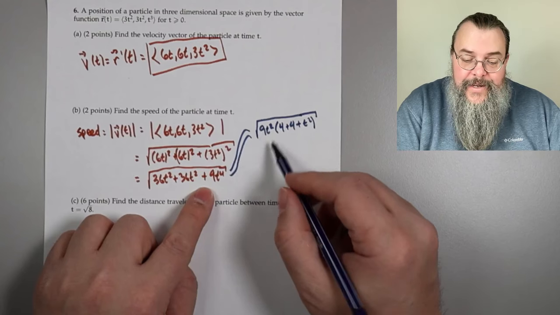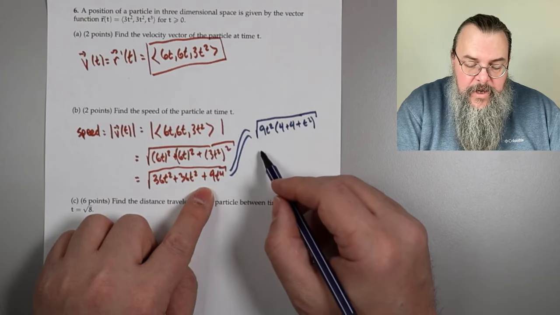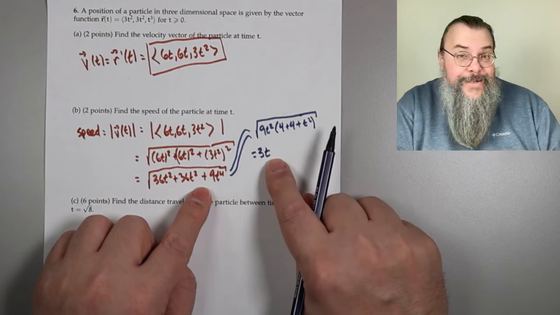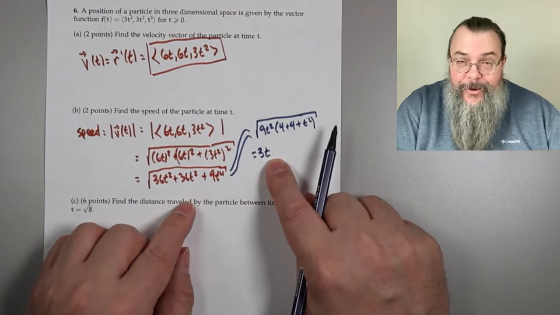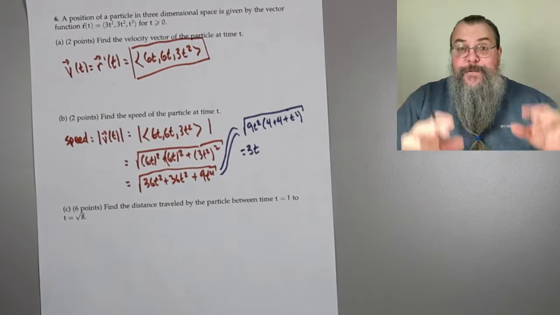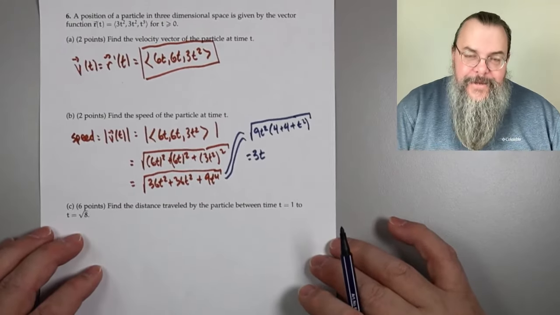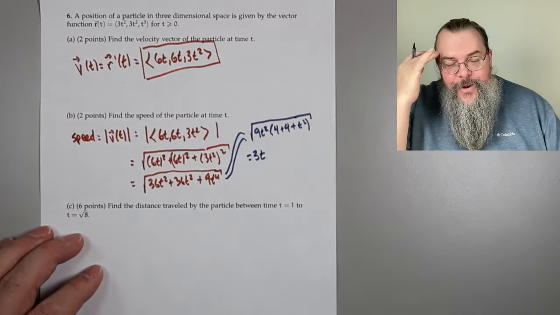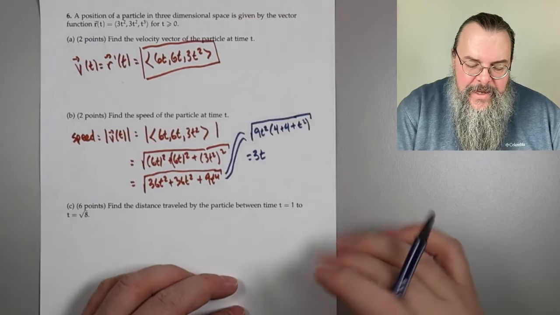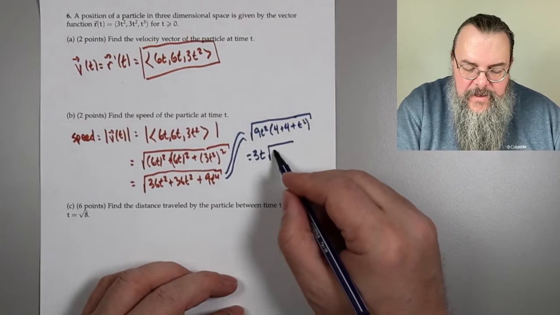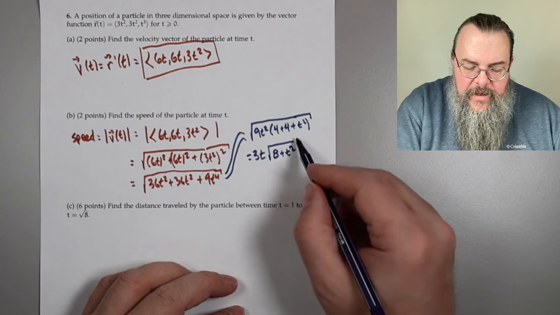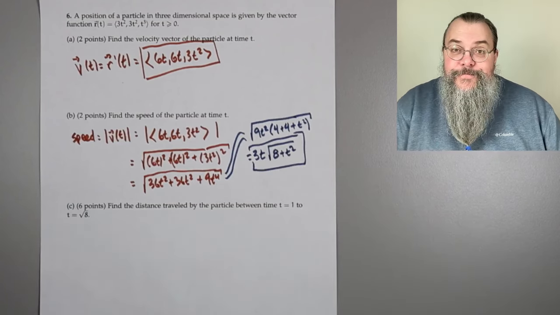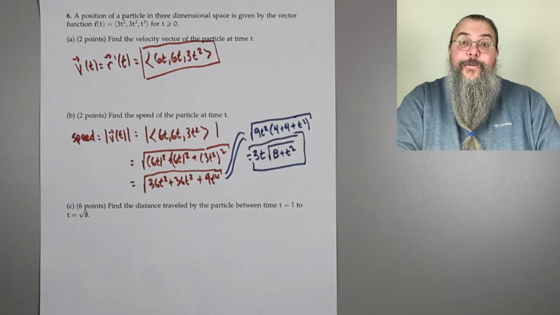Well, the square root of 9t squared, that's going to be what? Well, that's going to be 3t. Now you might say, whoa, hold on, Steve. I've heard you say this before, square root of t squared, absolute value. Well, yeah, true. The good news is t is greater than or equal to 0. Okay, so we don't need absolute value here. And then we have the square root of 8 plus t squared. So there we go. There is our speed. Ready for part C.